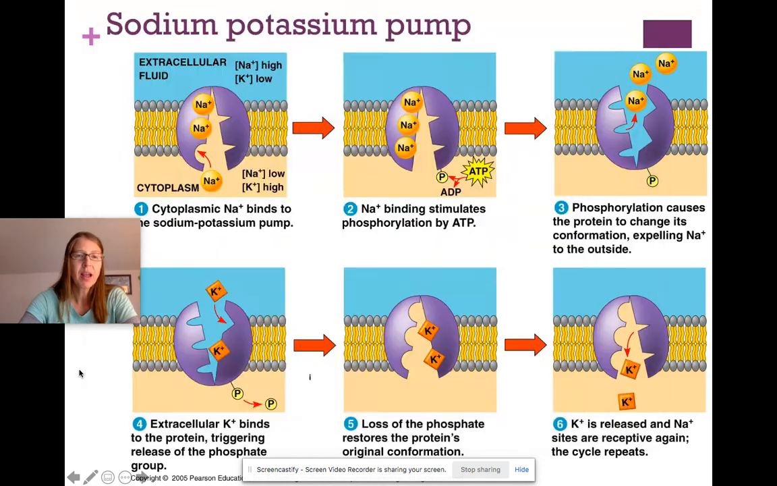Okay? These steps are pretty straightforward. Hopefully you'll take a look and make sure you can work your way through it. All right, so that's our sodium-potassium pump.